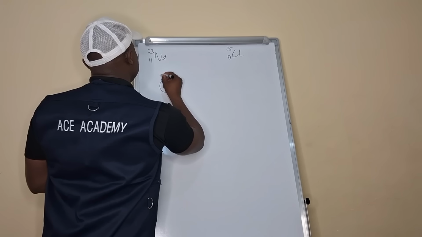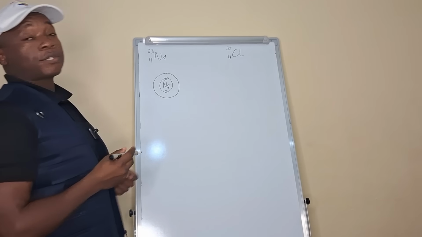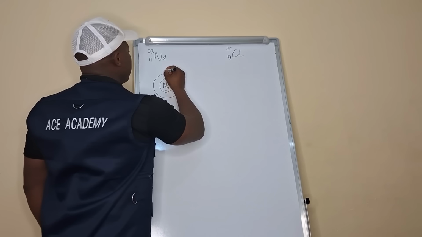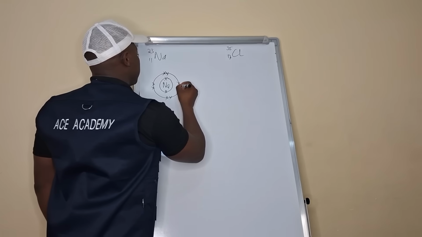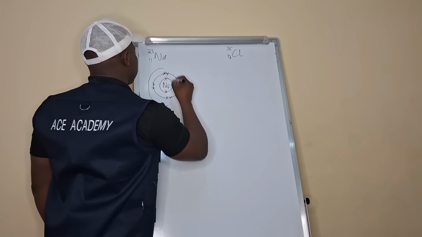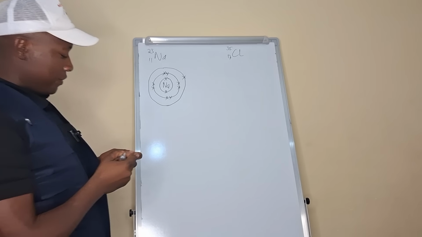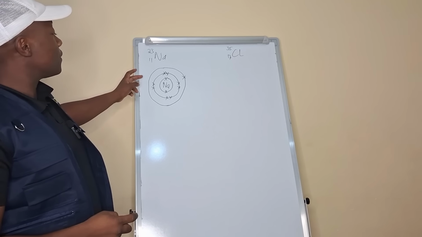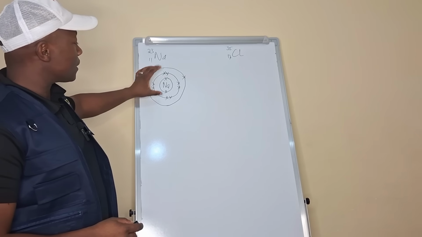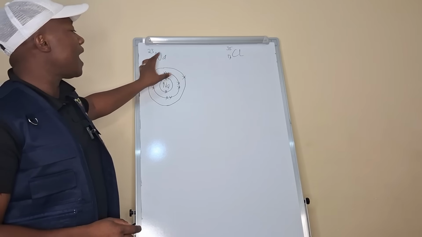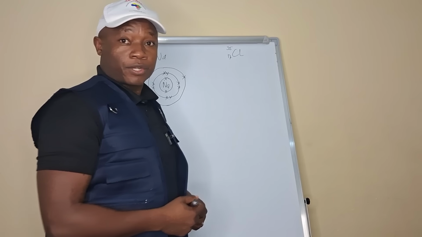So this is our sodium. It has got 2 electrons in its innermost shell. Right. This is how we represent the structure of the sodium atom. The innermost shell has got 2 electrons. This outer shell has got 8 electrons. It has reached the octet state. And the outermost shell has got 1 electron. Similarly, we proceed now to draw the structure of the chlorine atom.